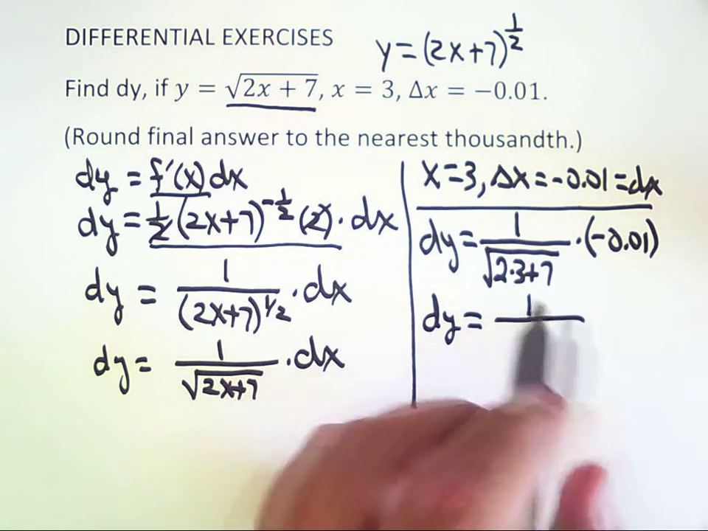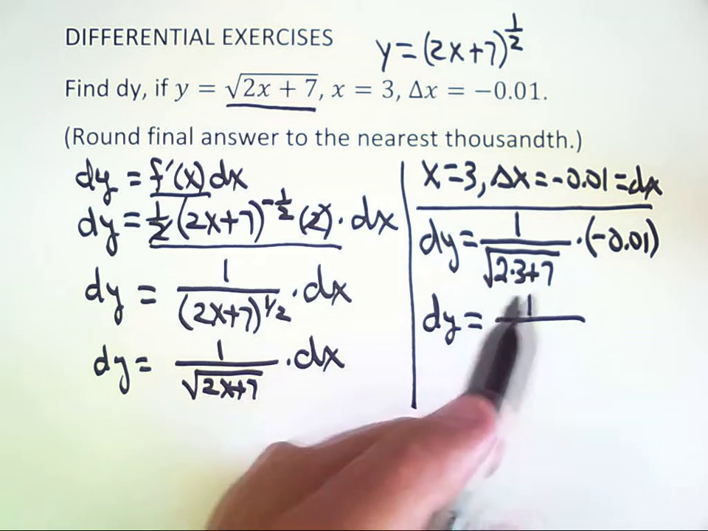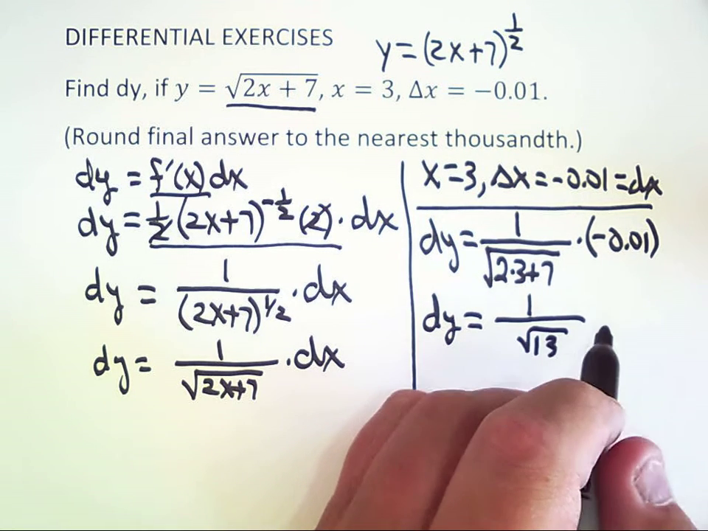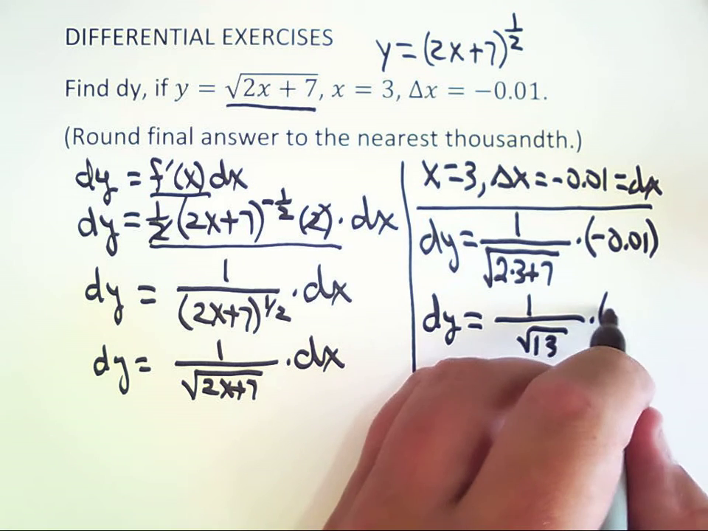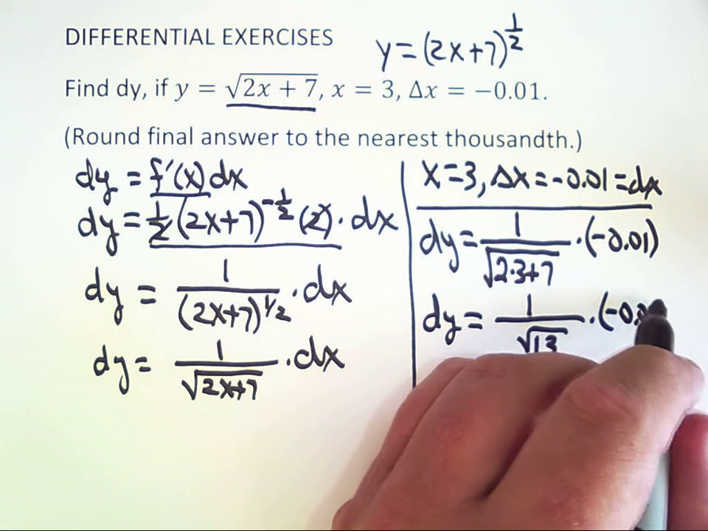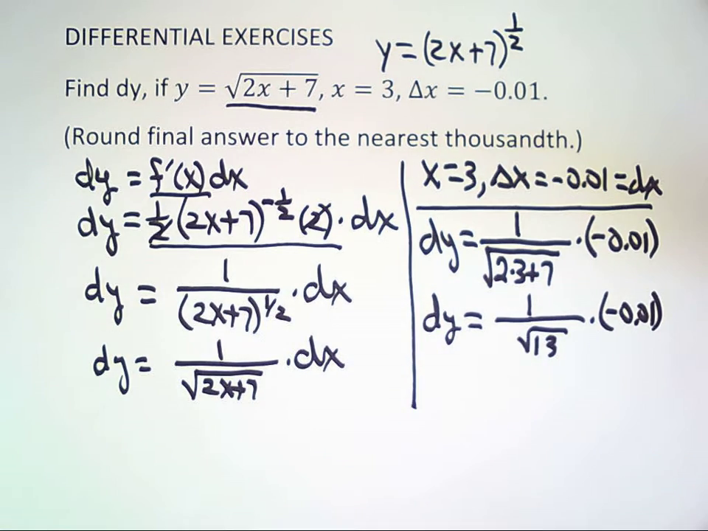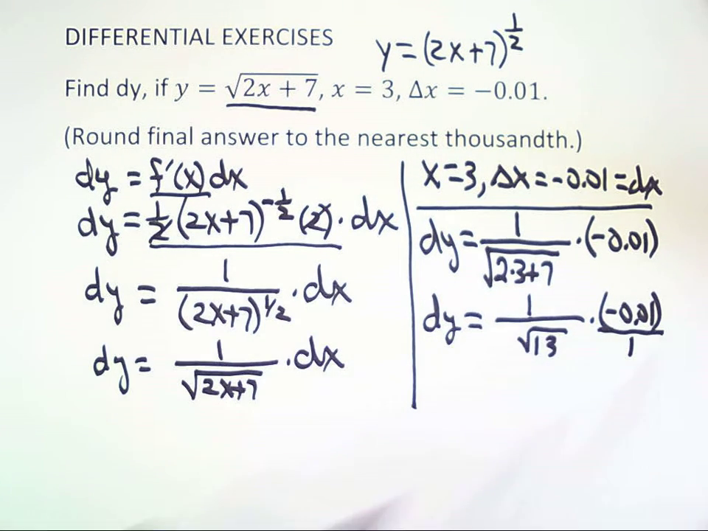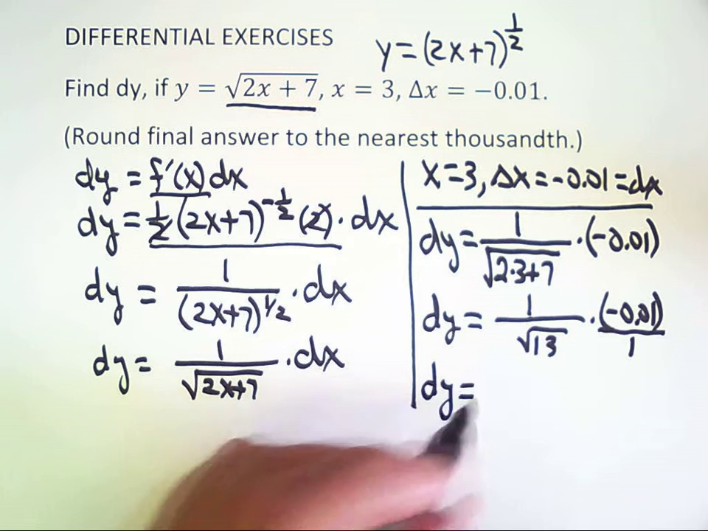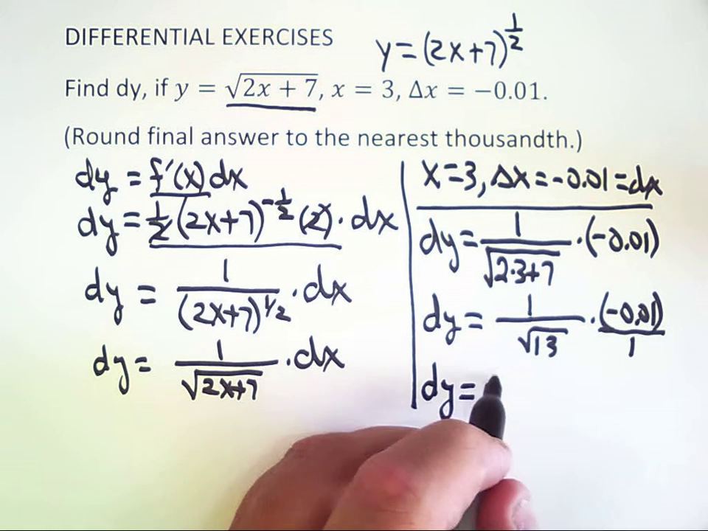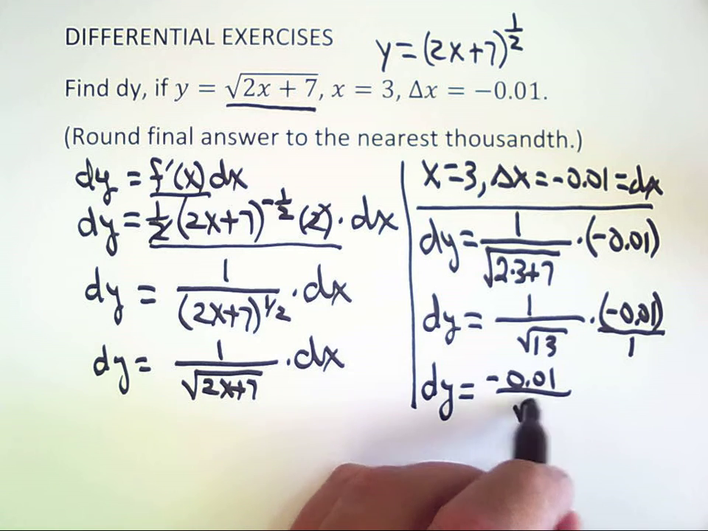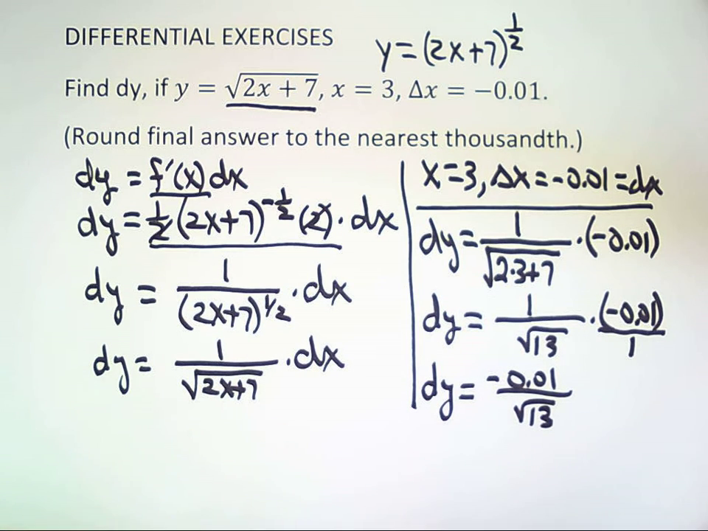Continuing, 2 times 3 is 6, 6 plus 7 is 13. So that becomes 1 over the square root of 13 multiplied by the differential for x, dx, which is negative 0.01. Now I would at this point maybe notice that that's like an understood 1, so you can think of this as top times top, which gives you negative 0.01, bottom times bottom, which gives you the square root of 13. And at this point, it's just a matter of using your calculator.